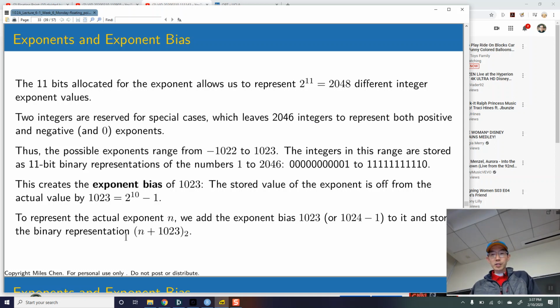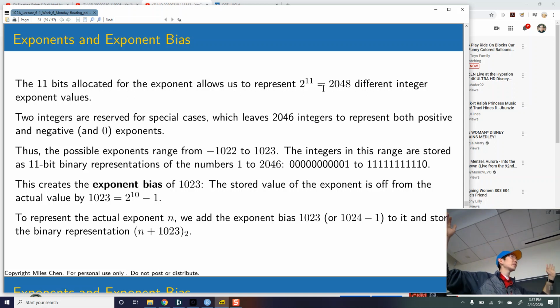The 11 bits that we specify for the exponent gives us 2 to the 11, 2048 unique values here, okay? We have 2048 unique values, and we have 2 special cases. If you have all zeros and all ones, they have special meanings, and we'll get into that on Friday. So we have 2046 unique values, and we want to represent both negative and positive numbers.